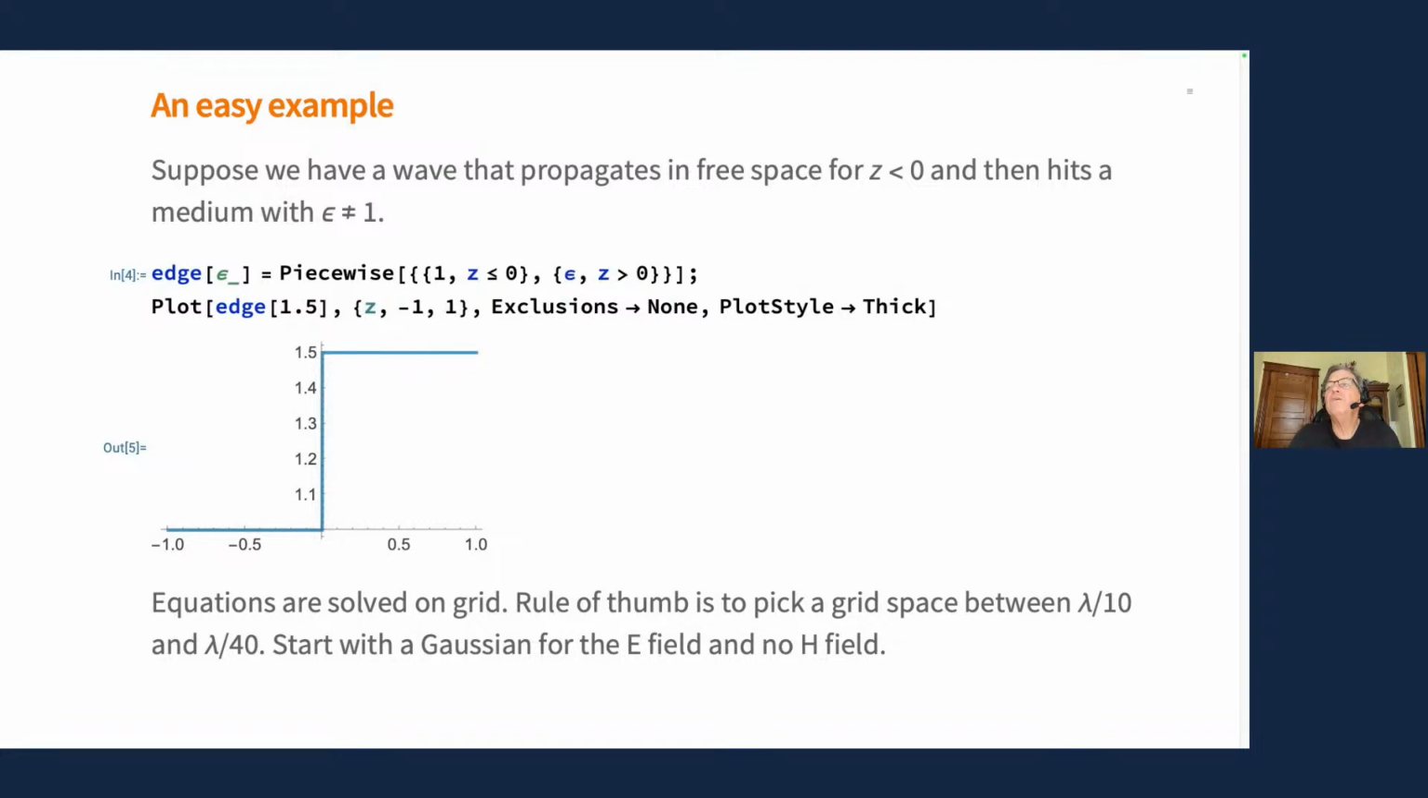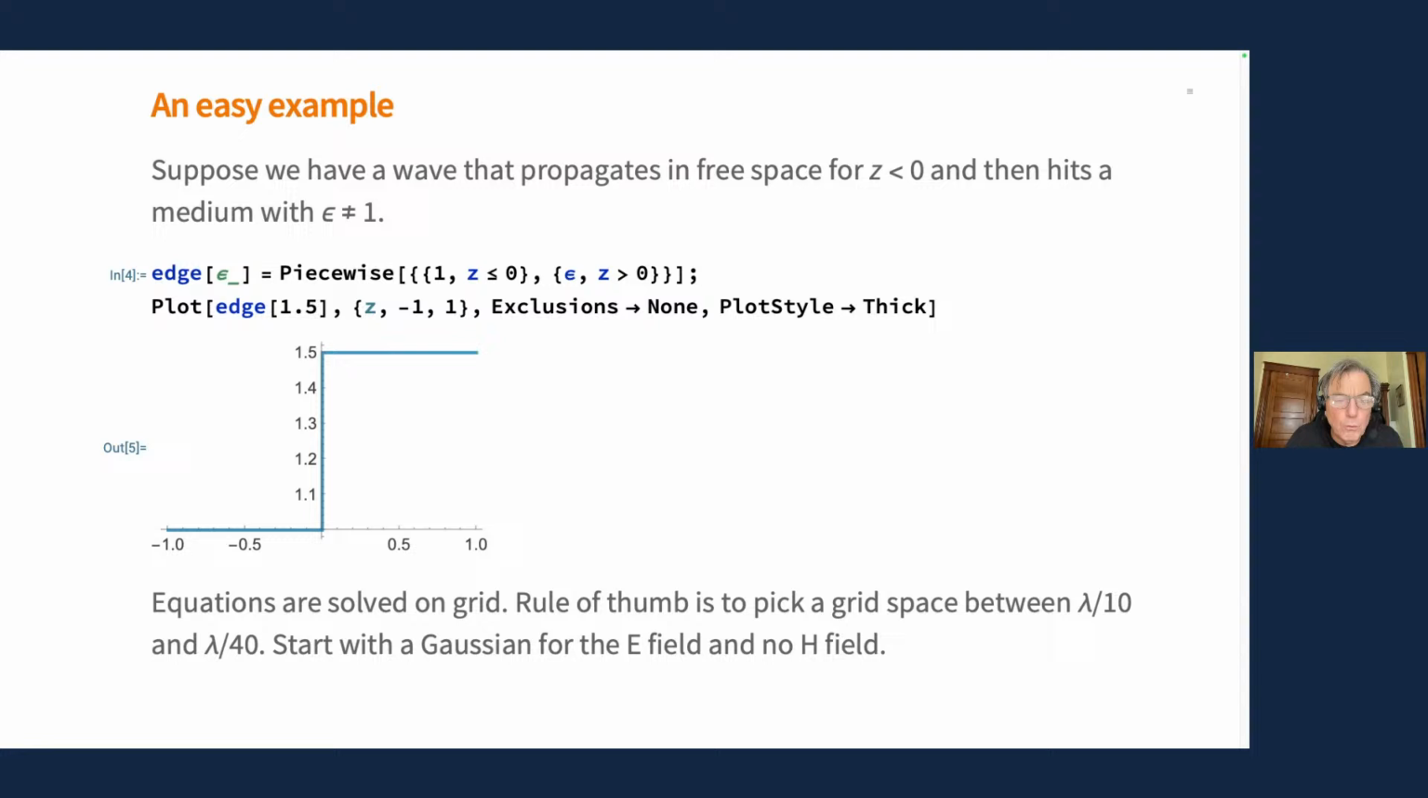Okay. So let's do a simple example. I want a wave that propagates in free space for z less than 0, and then hits some medium with a permittivity epsilon that's not equal to 1. So you could think of this as a wave striking glass, for example. And I've plotted the situation here for the variation in epsilon as a function of z.